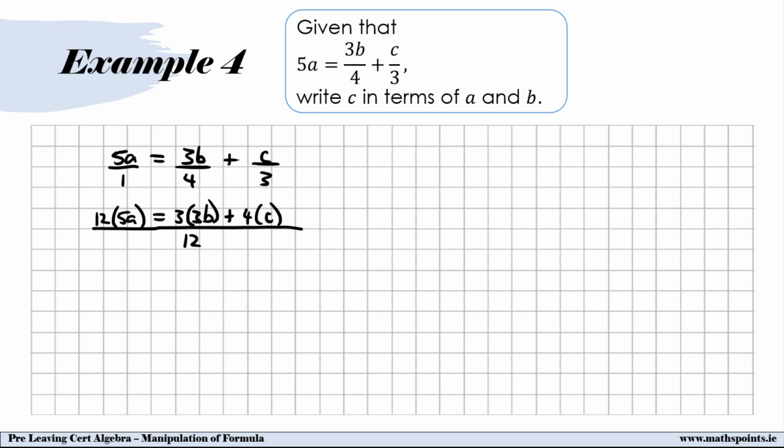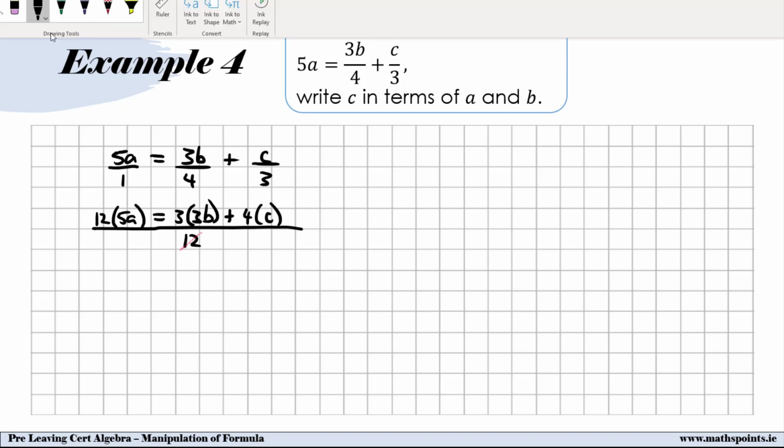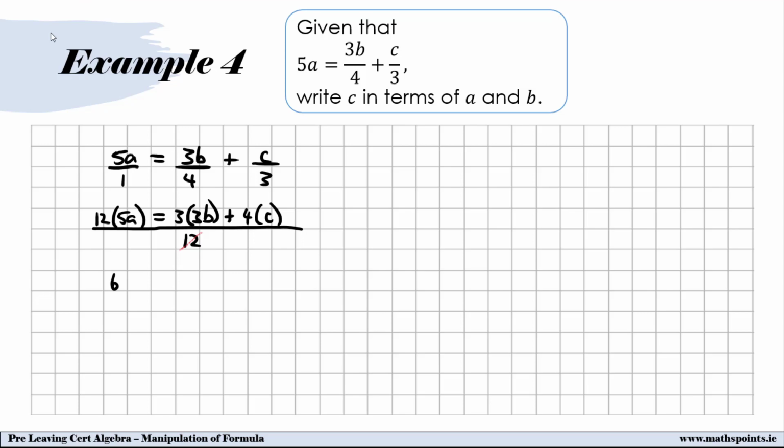So because all the terms are over the same number 12, I can cancel the 12 and just form an equation with the numerator. So 12 by 5a is 60a, equals 3 by 3b is 9b, plus 4 times c is 4c. Now we're trying to find c on its own, so c is going to be the subject of the formula. So I want to keep the plus 4c on the right hand side, which means subtracting the 9b from the right hand side.